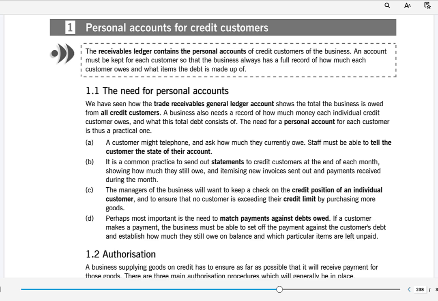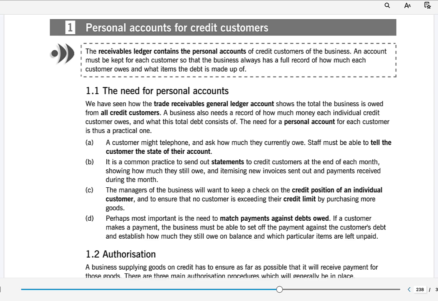What the receivables ledger is. The receivables ledger is the part of the accounting records that contains the personal accounts of credit customers. Think of it as a filing system, but it is a digital filing system in modern businesses. Each credit customer gets their own personal account. So the receivables ledger is not one account. It is a collection of many customer accounts. General ledger shows totals for the whole business.